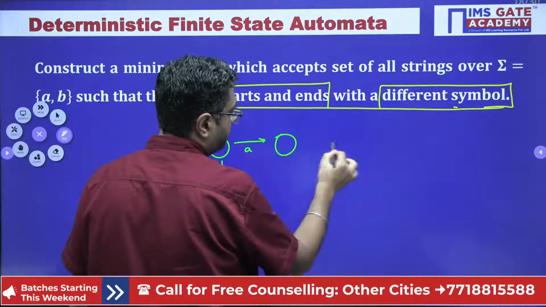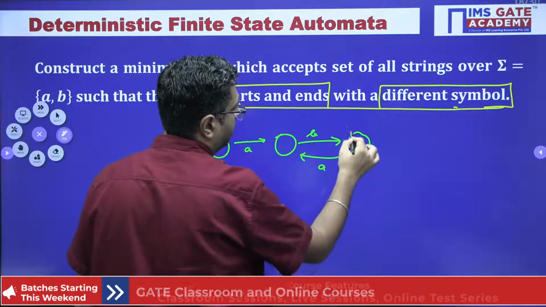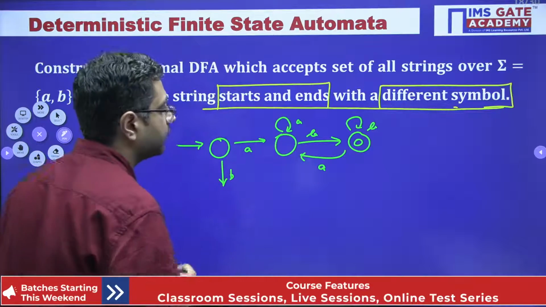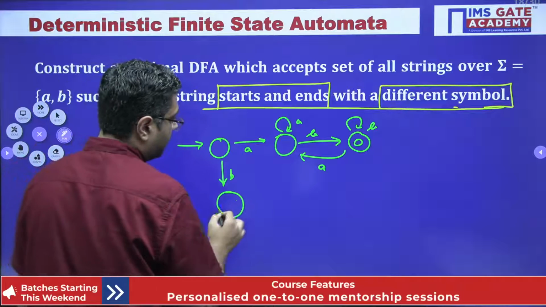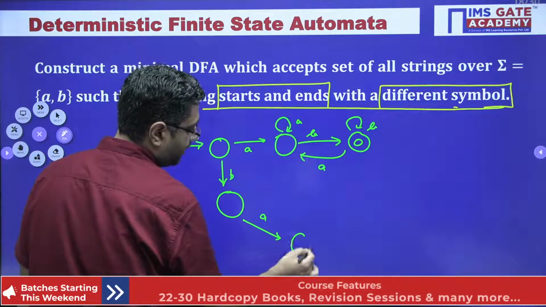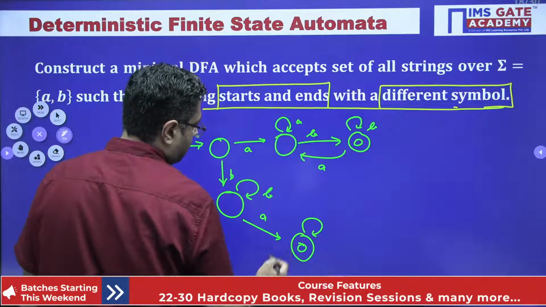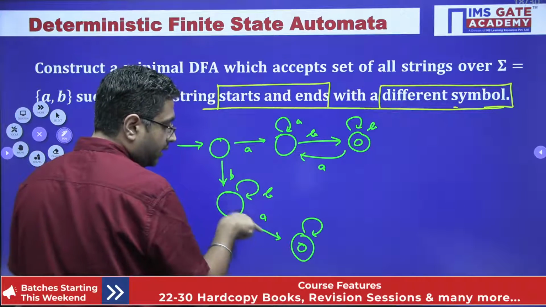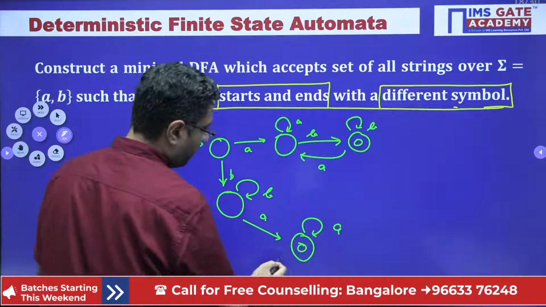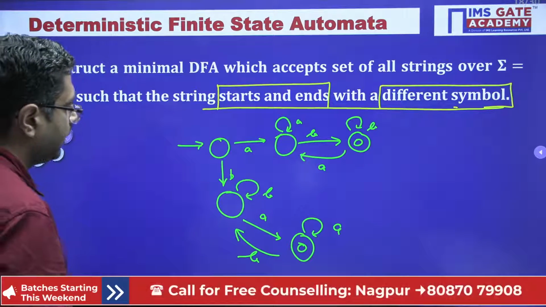Now it should end with A. So BA is accepted, minimal string. After that, if you get an A, you will come back over here. If you get a B, you will remain over here. If you are again getting B, not accepted. Unless you get an A, you will keep on waiting. If you get a B again, you will come back. So this will be the DFA.